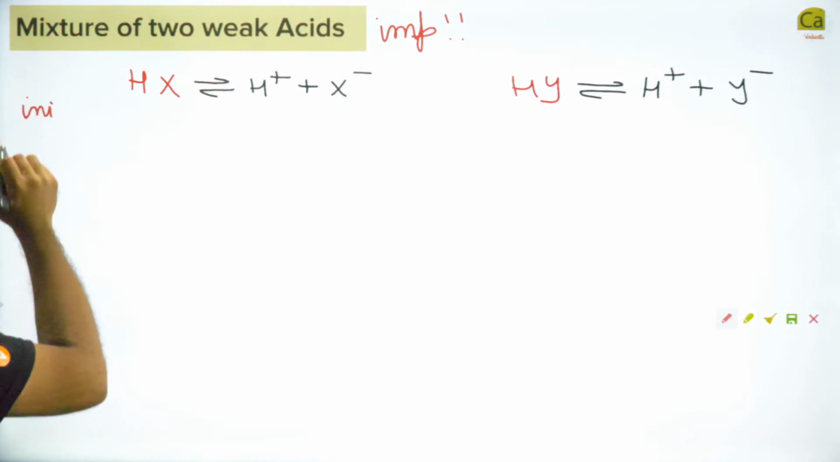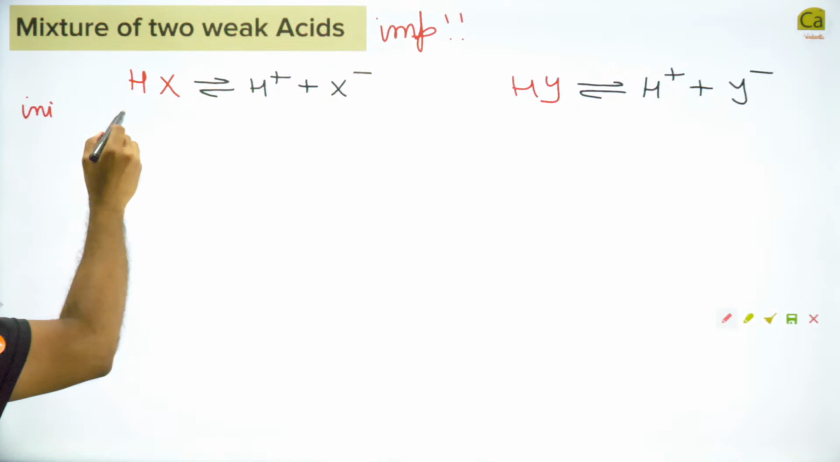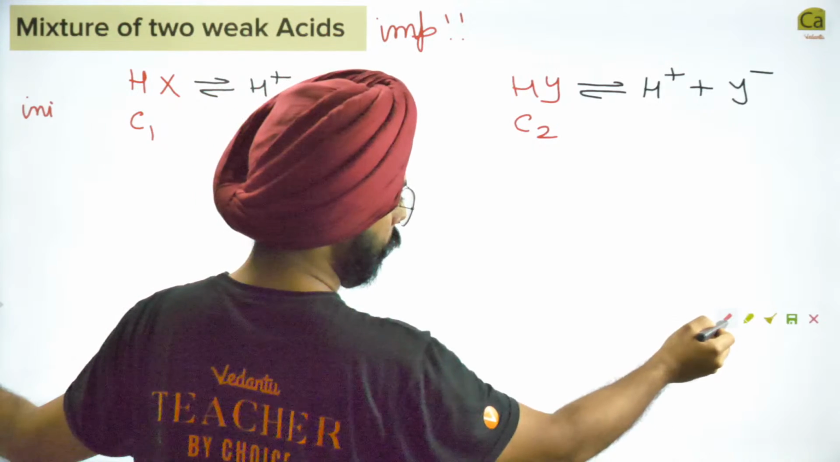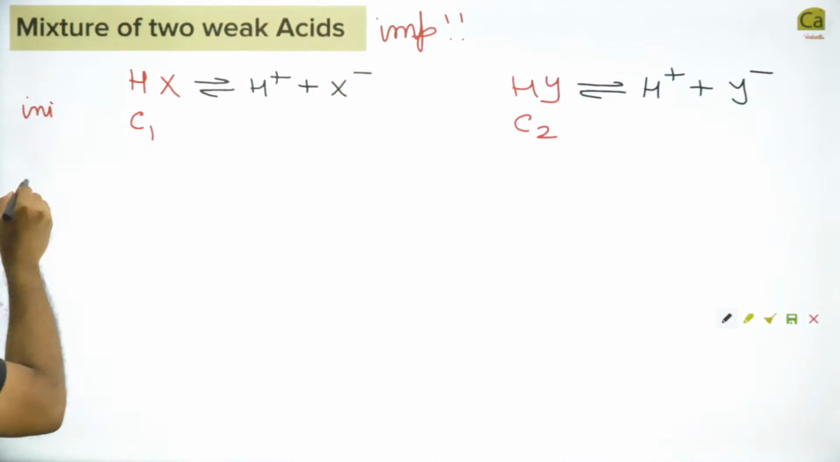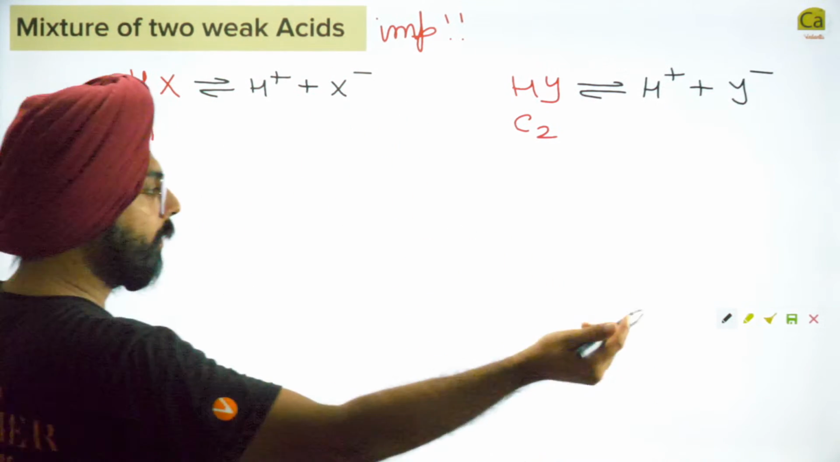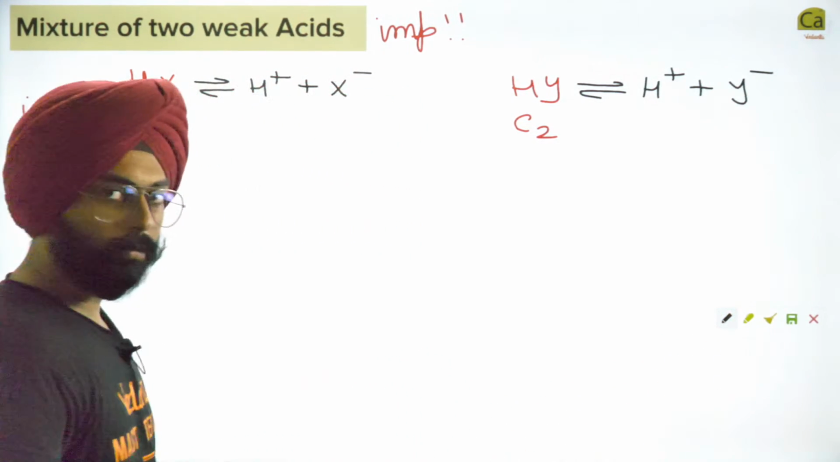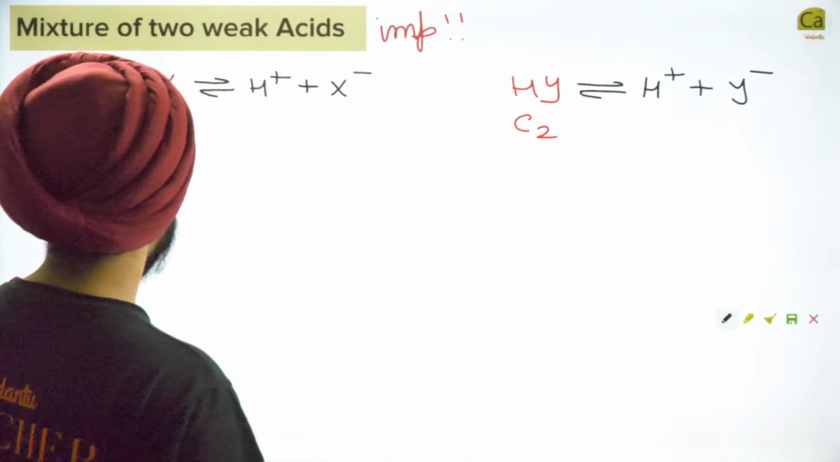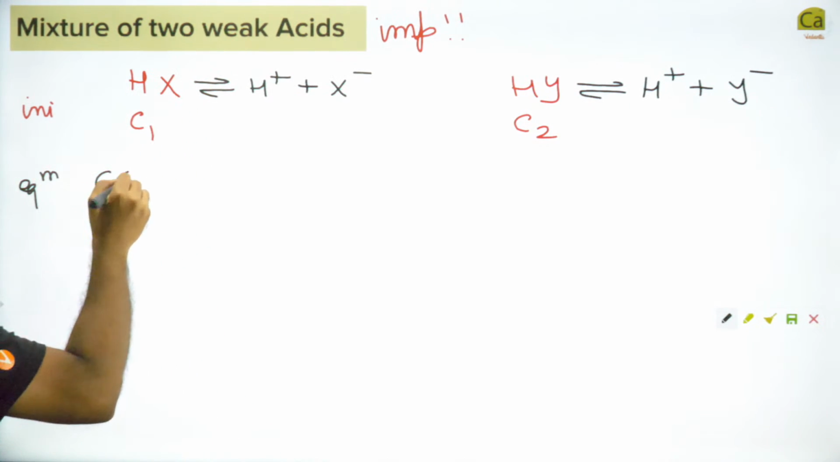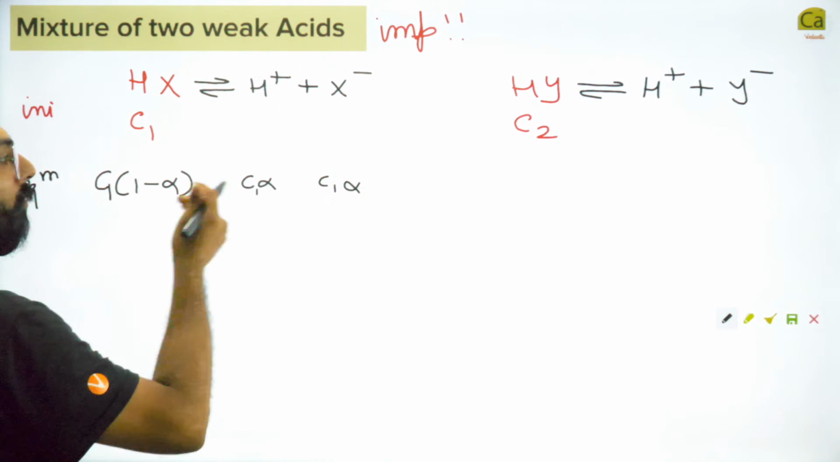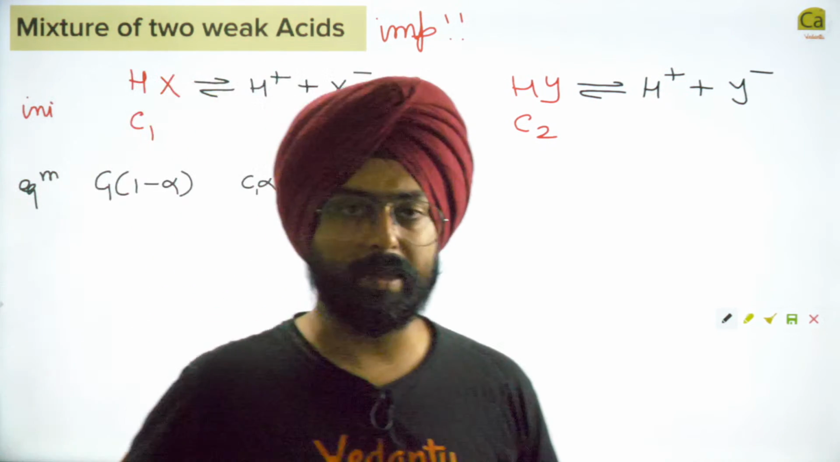Initially, let's say I take concentration C1 for HX and concentration C2 for HY. At equilibrium, what's going to happen? Every one of us knows what's going to happen. This will be C1 into 1 minus alpha, C1 alpha, C1 alpha. Yes, this is something that we've been doing till now.